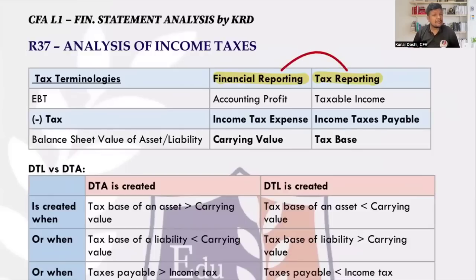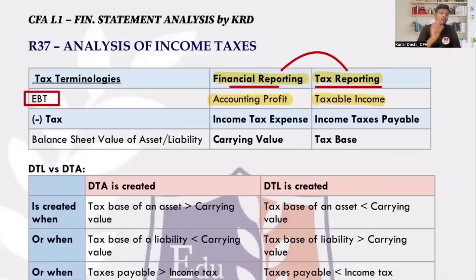Now, due to this, there might be some difference. Before I hit on those differences, we need to understand what the terminologies are as per financial reporting and as per tax reporting. In financial reporting, what we call profit before tax, earnings before tax, is what we call accounting profit in FR, taxable income in TR, tax reporting. Guys, these terms are very important. What do you call them in financial reporting? What do you call them in tax reporting?